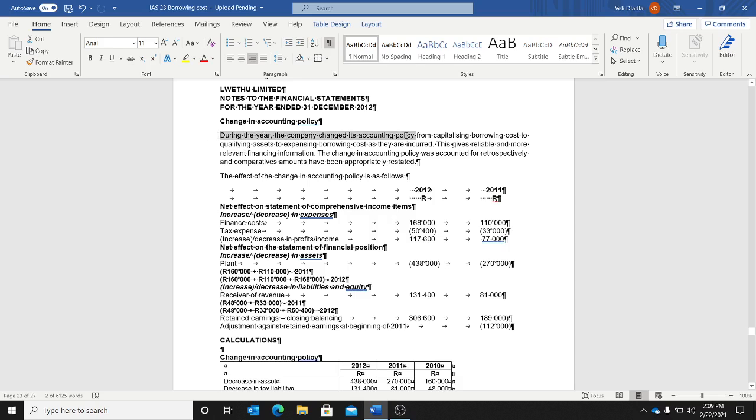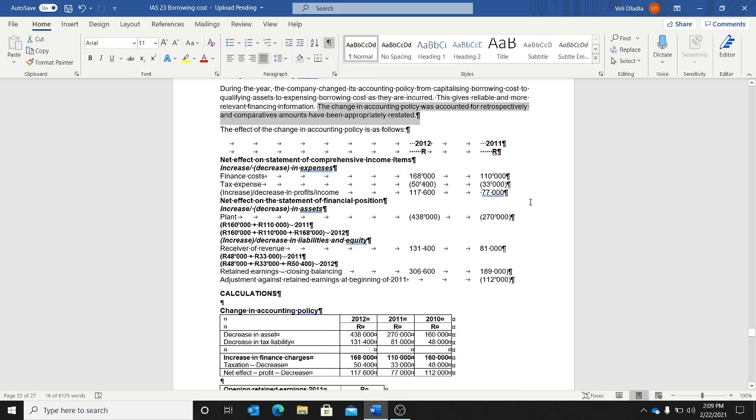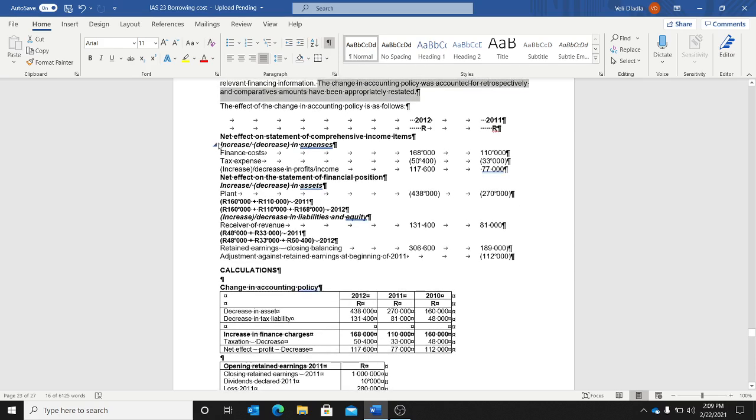Remember I said to you, this thing comes directly from the question. You must tell us what it is that happened. I've changed from capitalizing to expensing. The reason is that I want to have reliable and more relevant financial information. The change in accounting policy was accounted for retrospectively, and comparative amounts have been appropriately restated. You start by telling us that. And then after, it's very important that you do this.